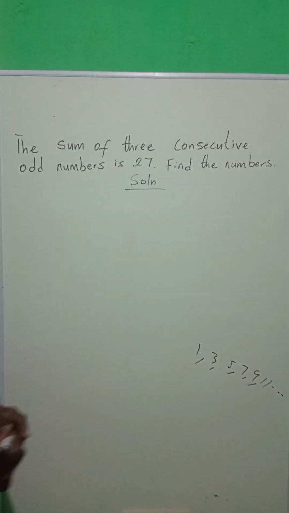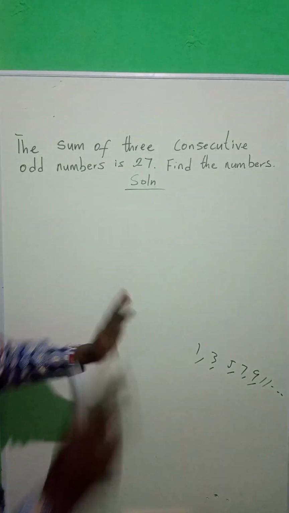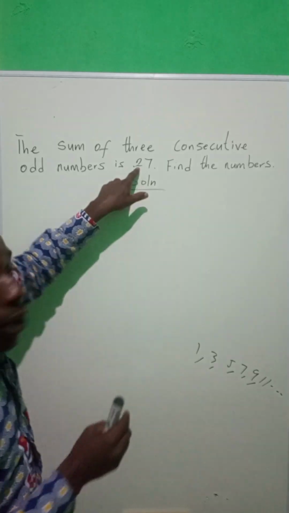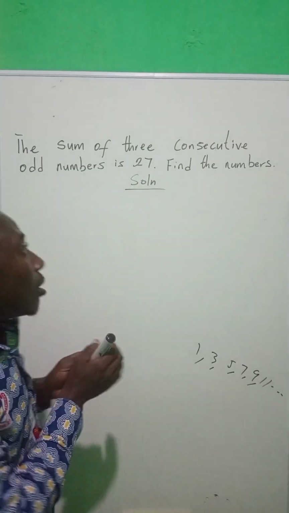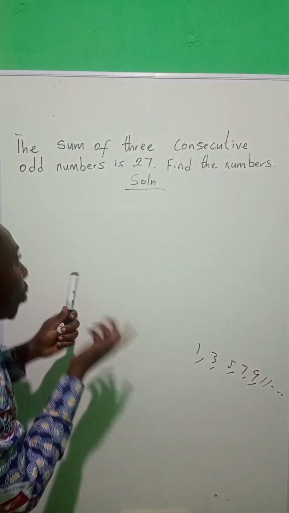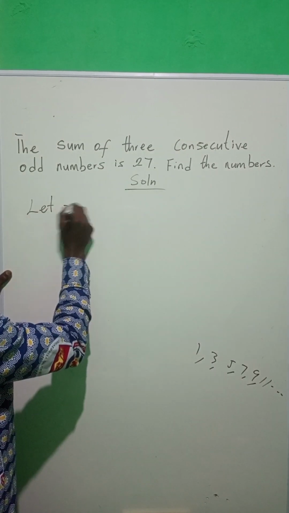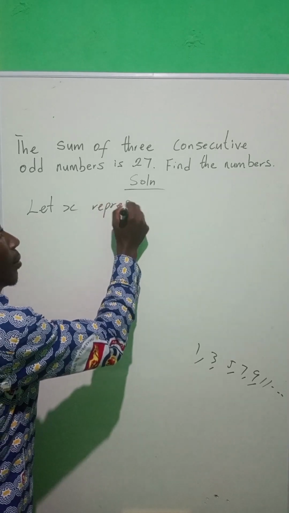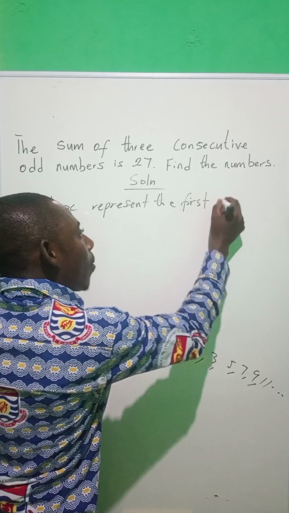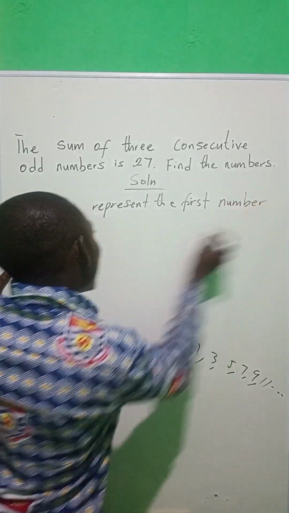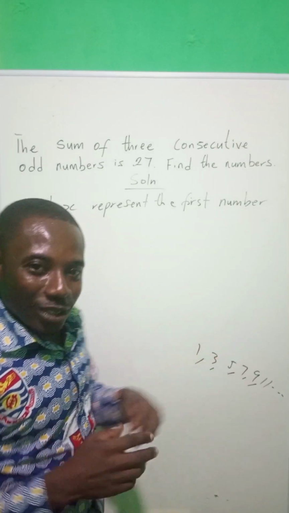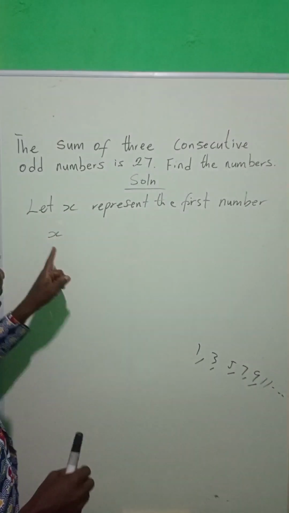Now let's look at how best we can solve this. We don't know these numbers, so in order to get them, we should make sure they sum up to 27, as the question has indicated. We first look for the first number. Since we don't know the number, we let a variable like x represent the first number. We know we like using x and y. So we have our first number as x.